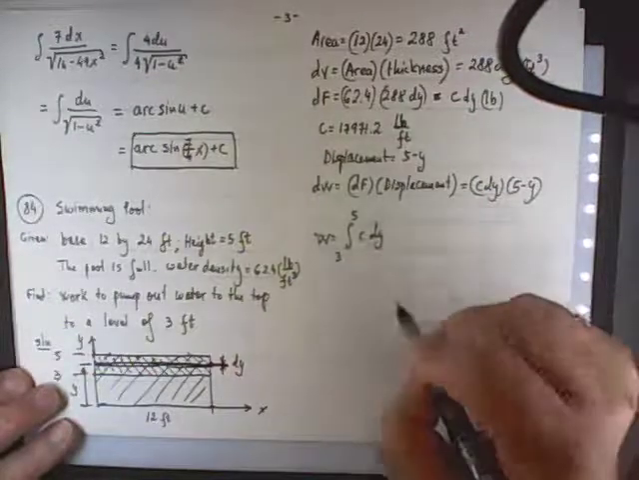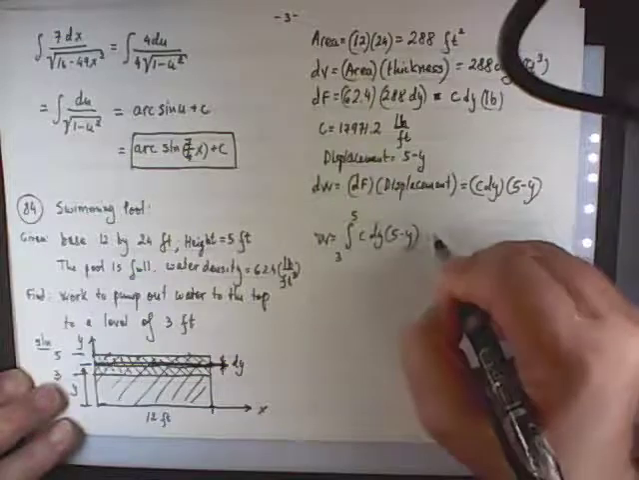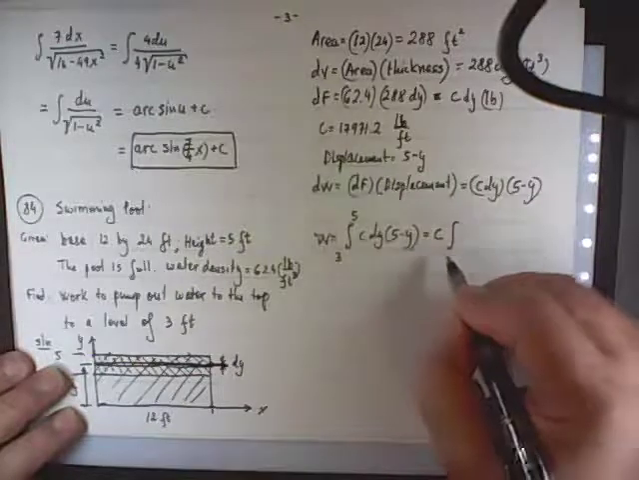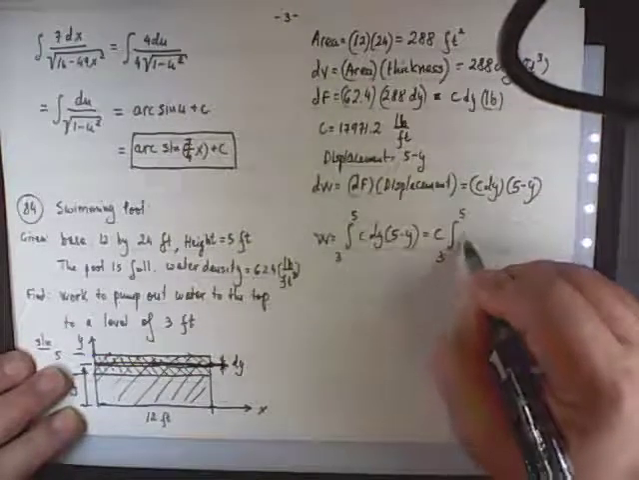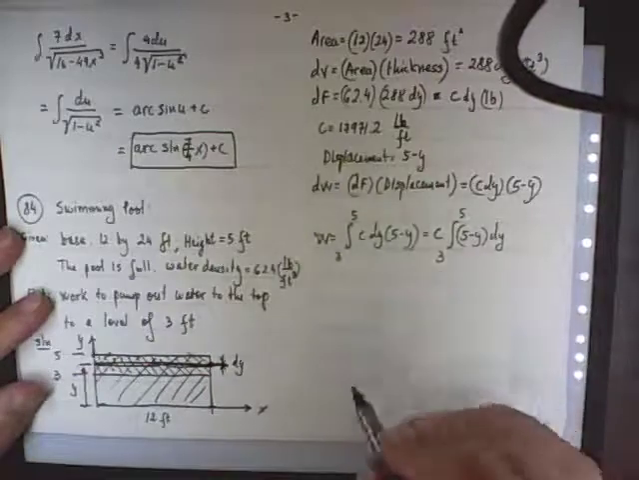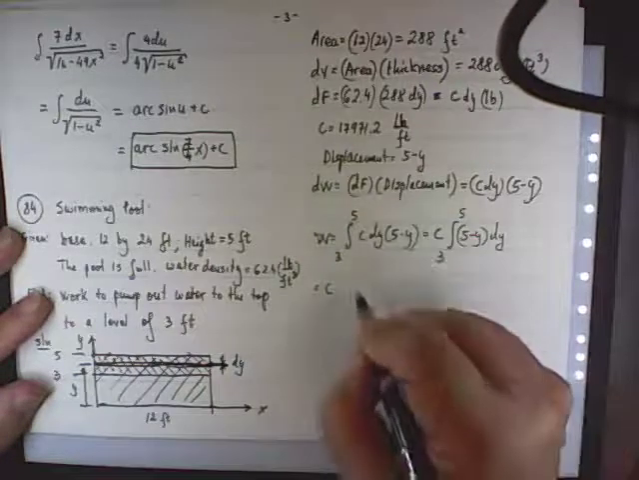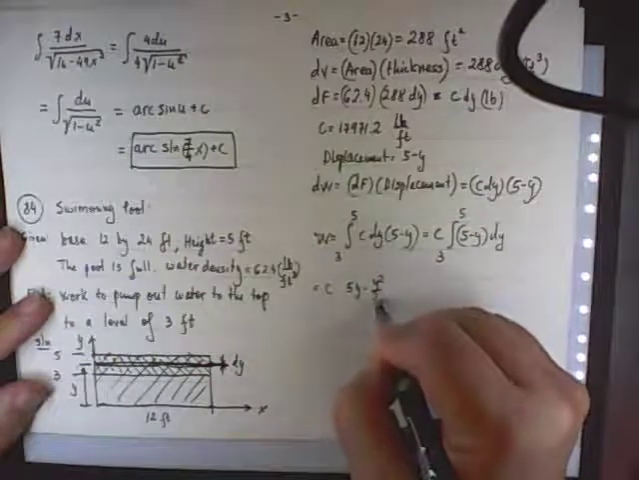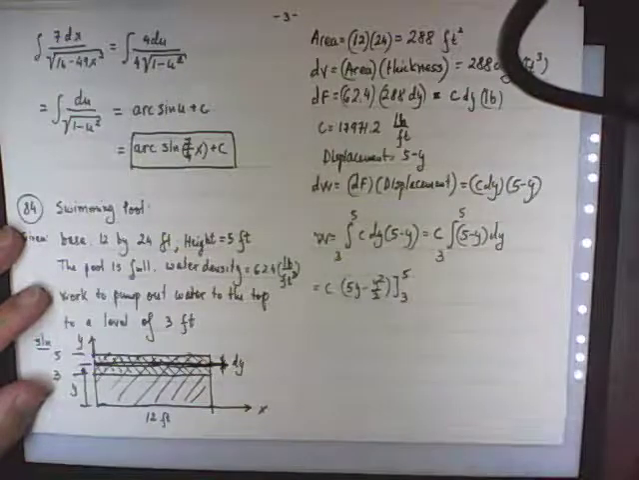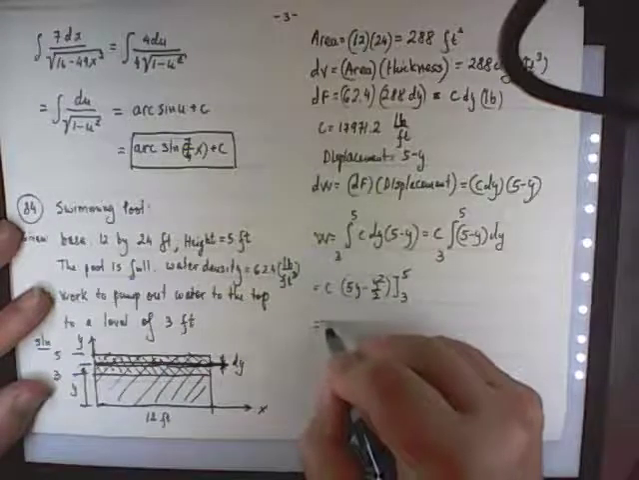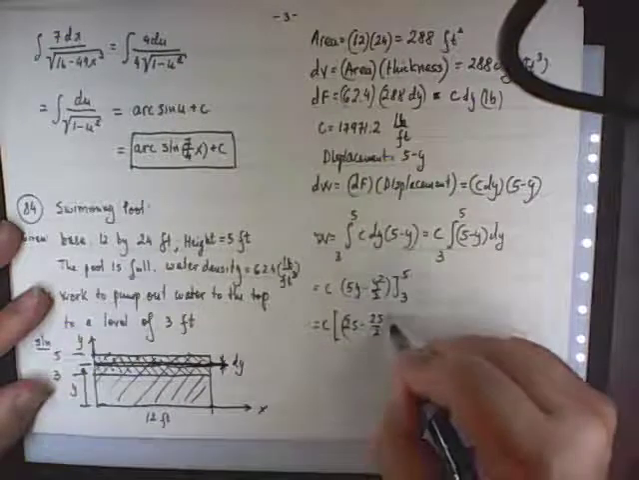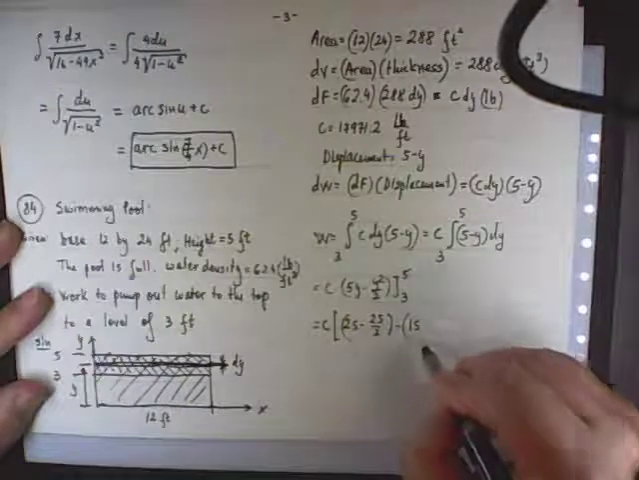C dy times 5 minus y, or let's write it in a more conventional form. C is a constant, so integral from 3 to 5 of 5 minus y dy. And the rest is just calculating the integral, multiplied at the end by C. So to calculate the integral, you have 5y minus y squared over 2, evaluated from 3 to 5. So what we have is C times 25 minus 25 over 2, minus 15 minus 9 over 2.